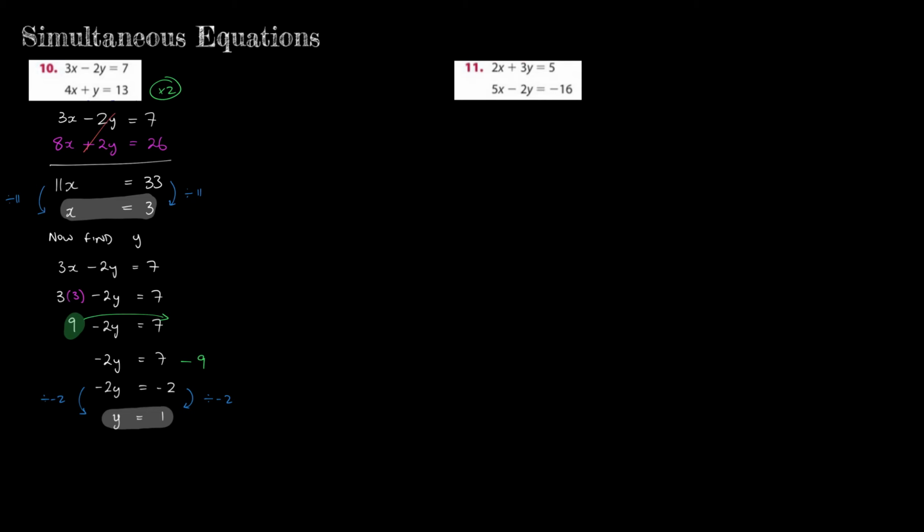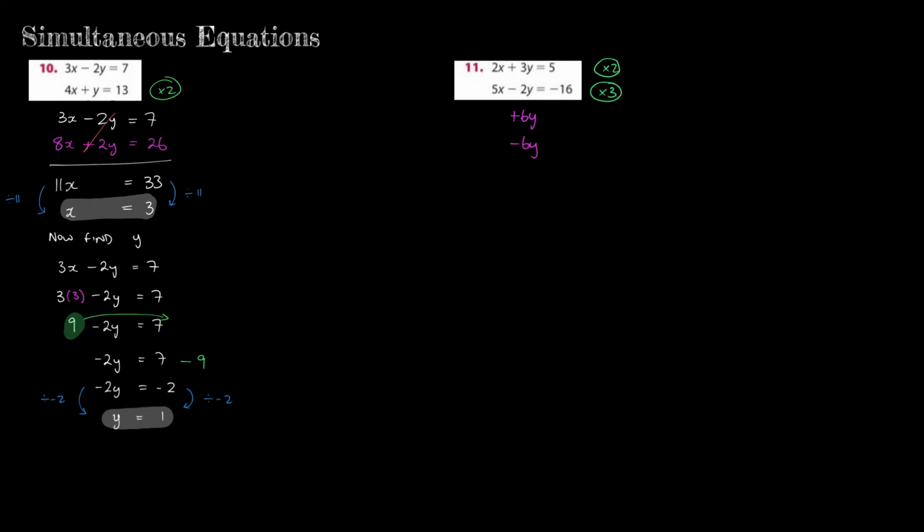If I want to get rid of the y's, I need to make sure I have the same value in front of the y's. So I'm going to turn both these y's into 6y's. I need to turn the first equation's 3y into 6y, and in the second equation, I need to turn this negative 2y into a negative 6y. How I do that is I multiply the first equation by 2, and I multiply the bottom equation by 3.